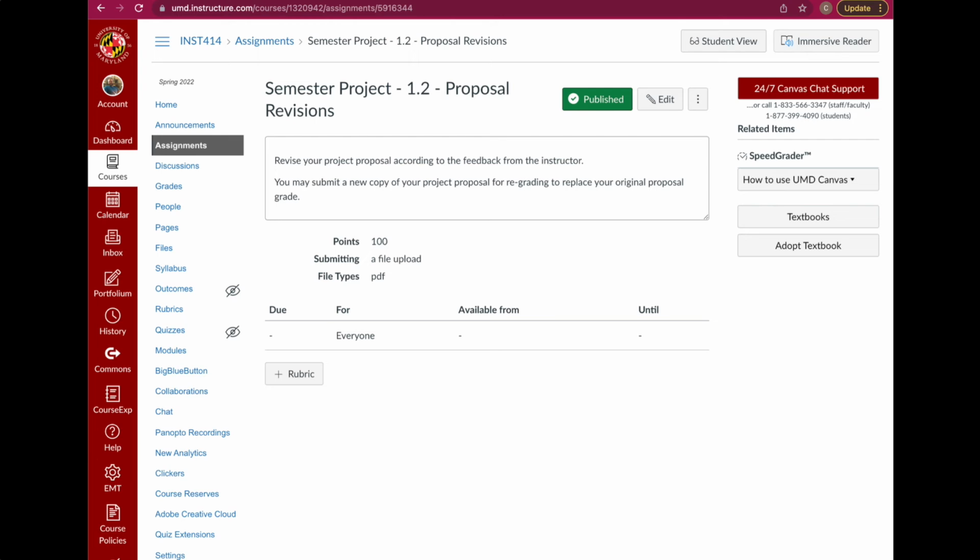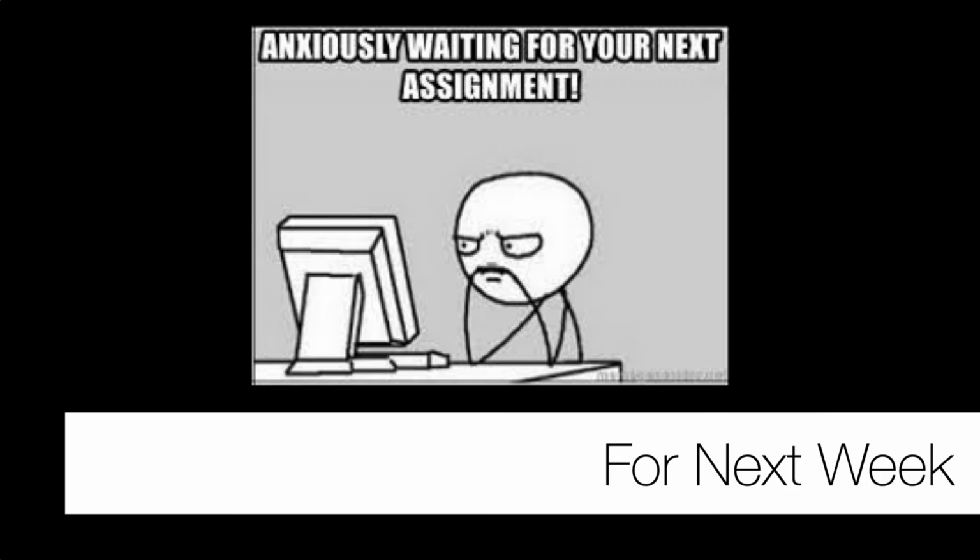So basically just respond to any feedback I have, submit your revisions, and you'll get those points back. So don't fret too much if you get a lot of points taken off. As long as you are responding to them through revisions, you'll be in good shape. All right, so those are the module assignments and semester project assignments you should be thinking about.